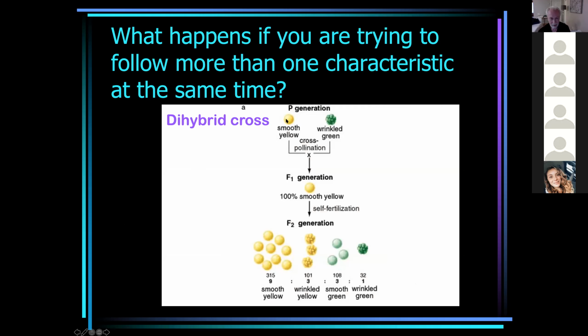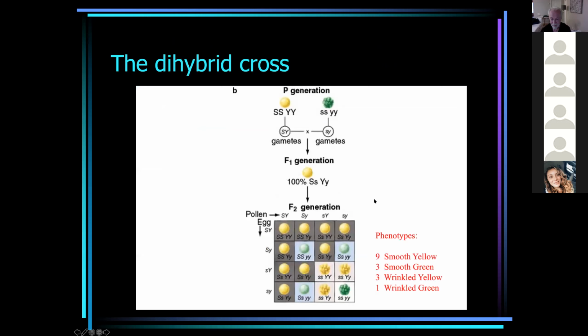In this example, it's taking a parent that has smooth seeds that are yellow, two different traits, and you cross it with a plant that has wrinkled seeds that are green. In the F1 generation, all the plants are smooth and yellow. So that means that smooth is dominant, that's big S, and yellow is dominant, that's big Y. If you make crosses among the F1s to get an F2 generation, now the segregation is going to be 9 smooth yellows, 3 wrinkled yellows, 3 smooth greens, and 1 wrinkled green. And you can follow that in the following way.